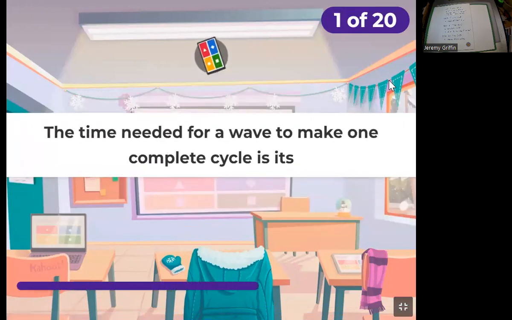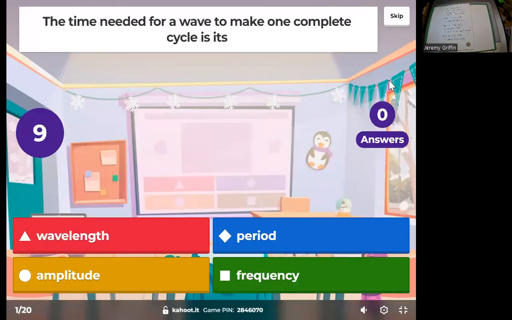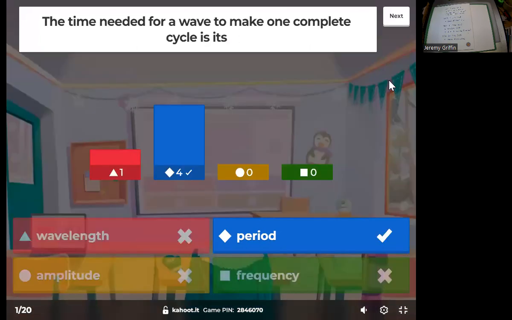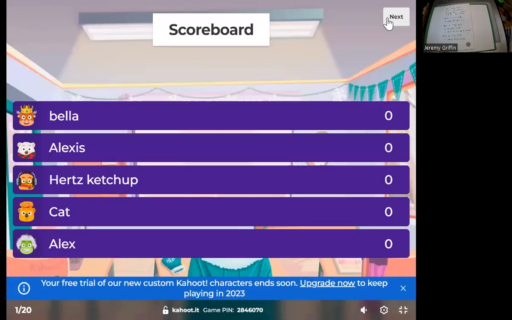The time needed for a wave to make one complete cycle. Yeah, that is one time period that you can count in some number of seconds. Now, the distance that corresponds to that is called one wavelength. So it's related, right? A wave will travel a distance of one wavelength in one time period. If you take the reciprocal of time period, that's the frequency in hertz.